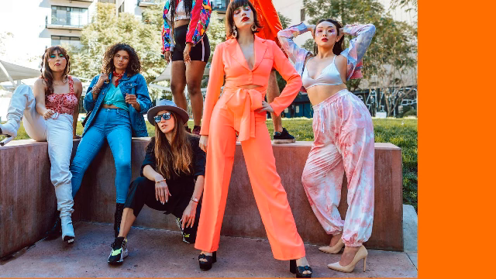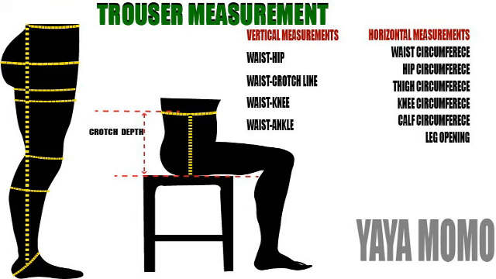To ensure that trousers fit well, measurements must be taken with care and accuracy. You need your vertical measurements and your horizontal measurements. Your vertical measurements are from your waist to your hip, from your waist to your crotch line, from your waistline to your knee line, and from your waistline to your ankle line. Then for the horizontal measurements, you need your waist circumference, your hip circumference, your upper thigh circumference, your lower thigh circumference, your knee circumference, your calf measurement, and your ankle or the leg opening.